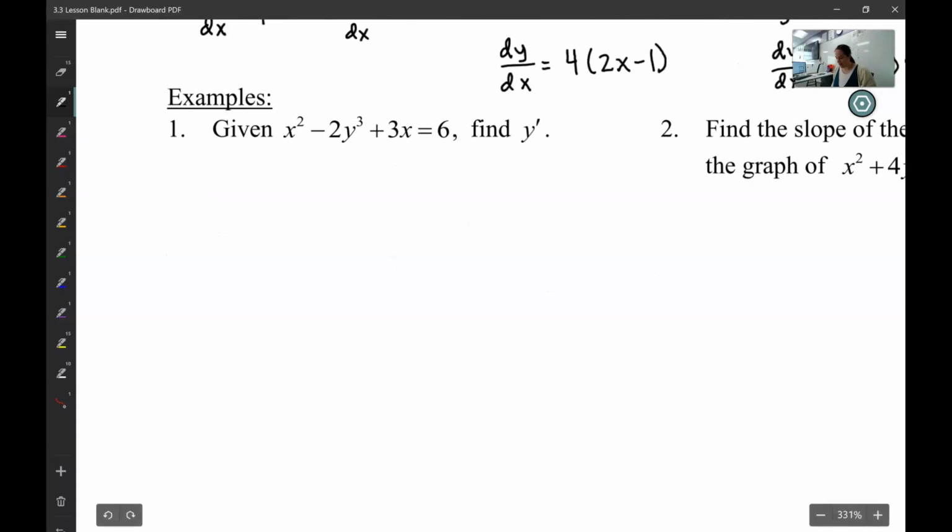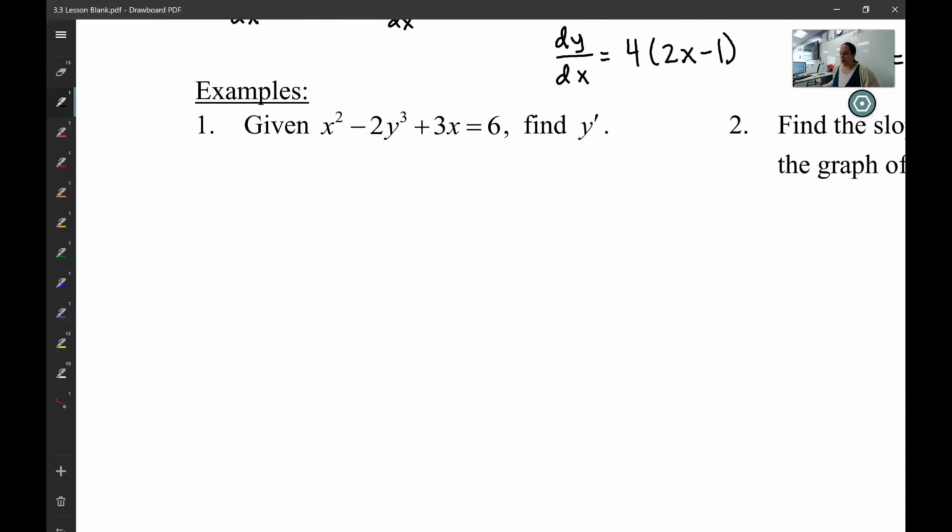Let's look at this first example. Now, I'm going to do something a little weird with this example. With this first example, I'm going to think of chain rule with each individual part of this left-hand side.